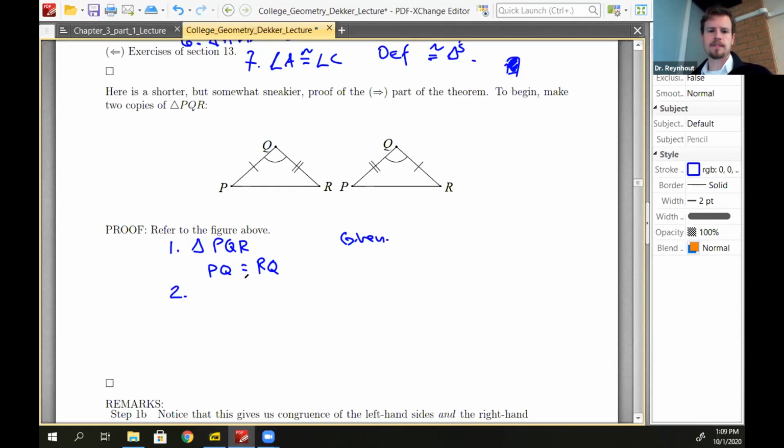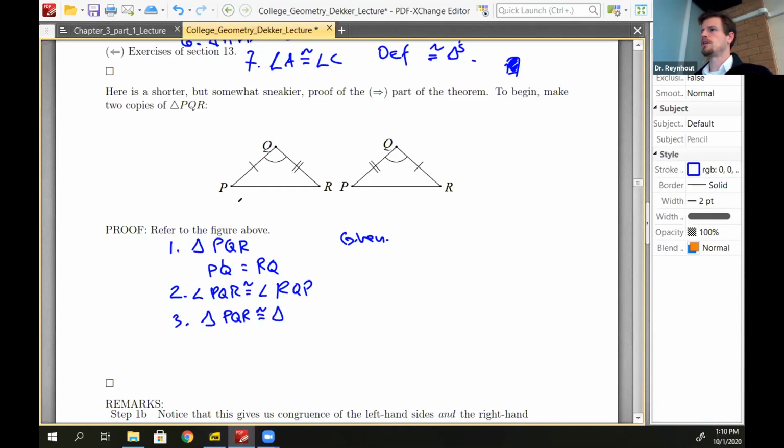Our next step is to look at angle PQR, which is congruent to angle RQP. Makes sense, they're the same triangle. It's referring to the same angle. So the third step is that we have triangle PQR is congruent to triangle RQP, because we said this side is congruent to that side. PQ is equal to QR.